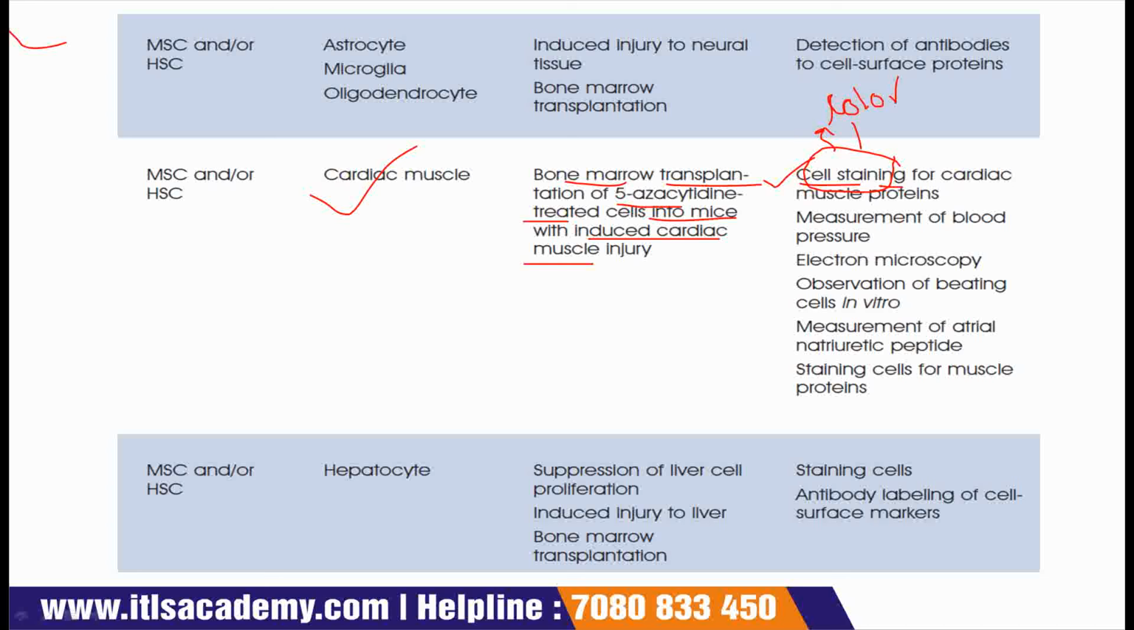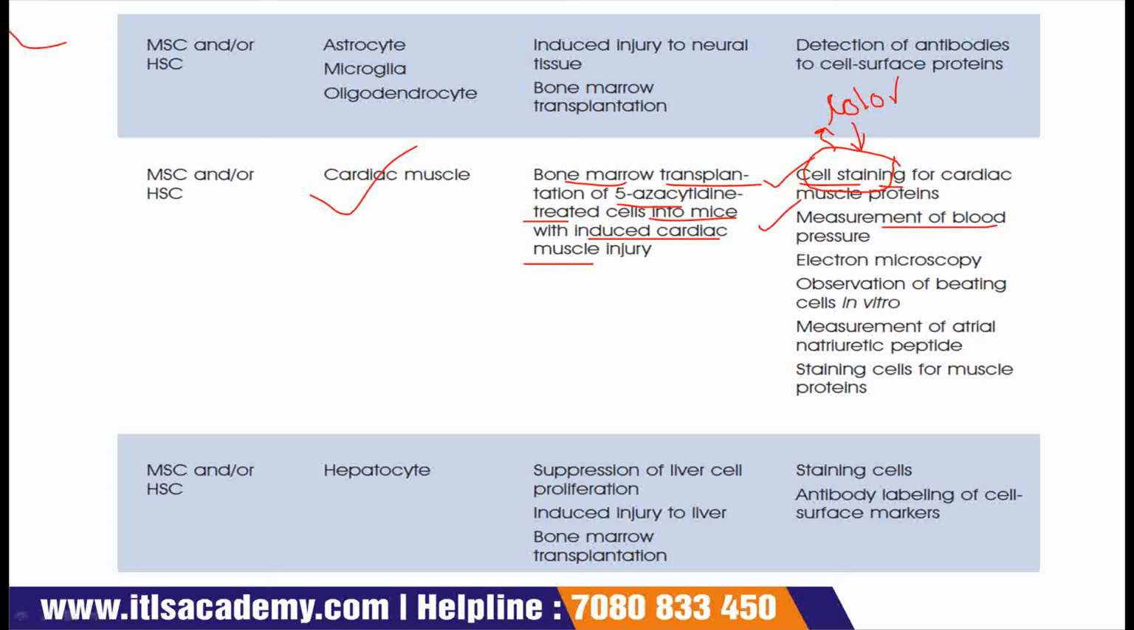So staining is the process of coloring so that we can easily characterize or we can easily detect the cells or any protein or anything we want to study. We can stain it and we can detect easily with the help of various kind of microscopes. So here will be cell staining for a cardiac muscle protein.